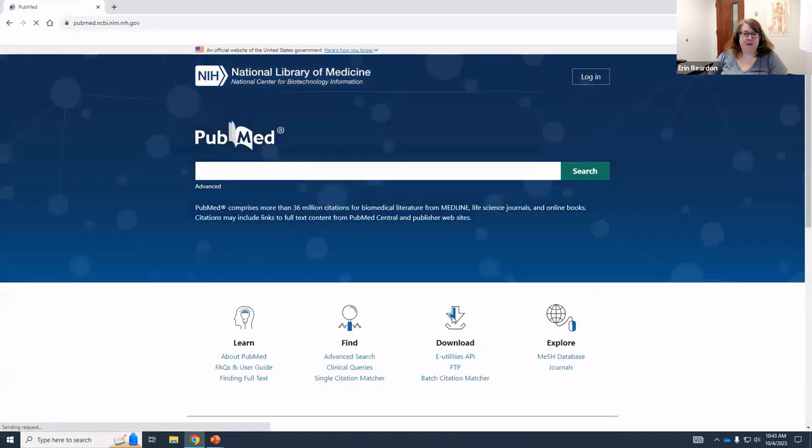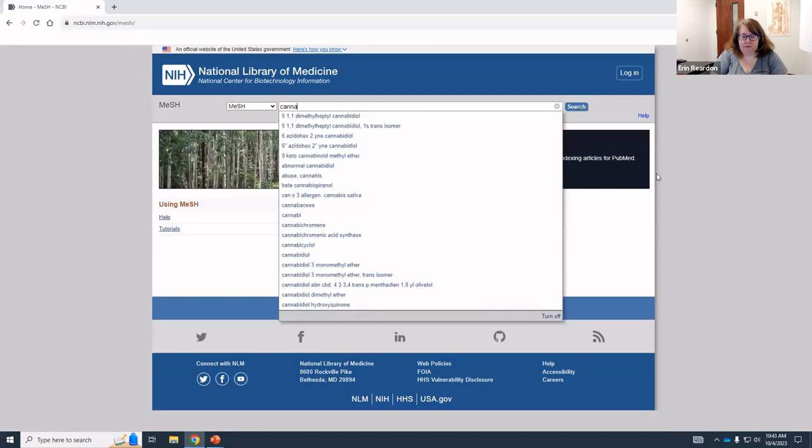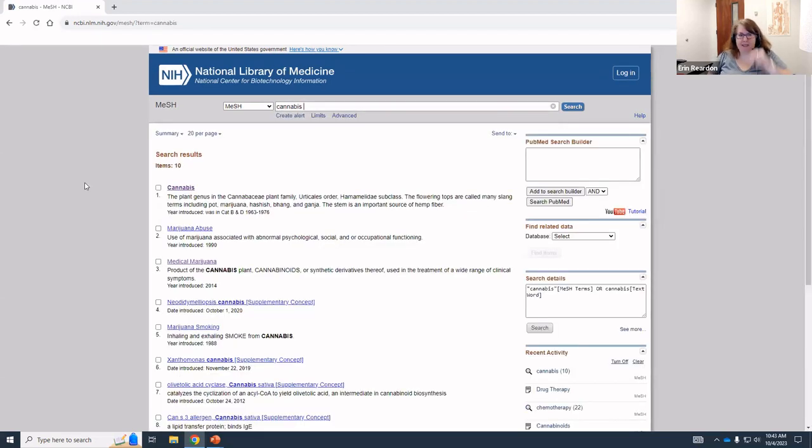So let's go back to PubMed. We're going to go to the MeSH database, and I'm going to look for the word cannabis and see what we find. Sometimes when you search for a word, it takes you directly to the MeSH term because that's the only MeSH term there is. Like when I typed in Lou Gehrig, it took me directly to the MeSH term for ALS. But we have a lot of options here for cannabis.